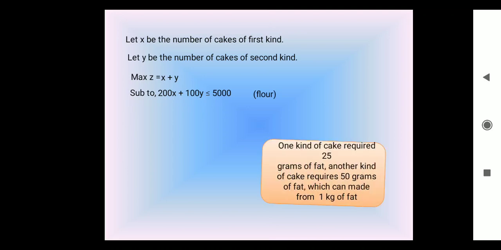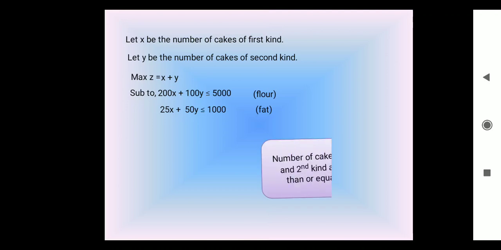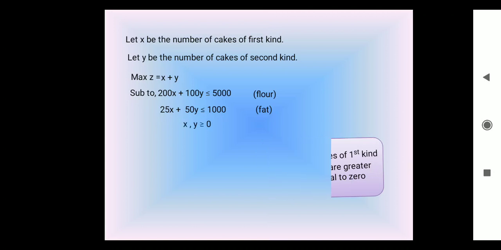Now we have to consider the second constraint. One kind of cake requires 25 grams of fat, another kind of cake requires 50 grams of fat, which can be made from 1 kg of fat. Similarly, we have to convert 1 kg into grams, that is 25x plus 50y less than or equal to 1000. This is for fat. And the number of cakes of the first kind and second kind are greater than or equal to 0. This is a non-negative constraint: x, y greater than or equal to 0.